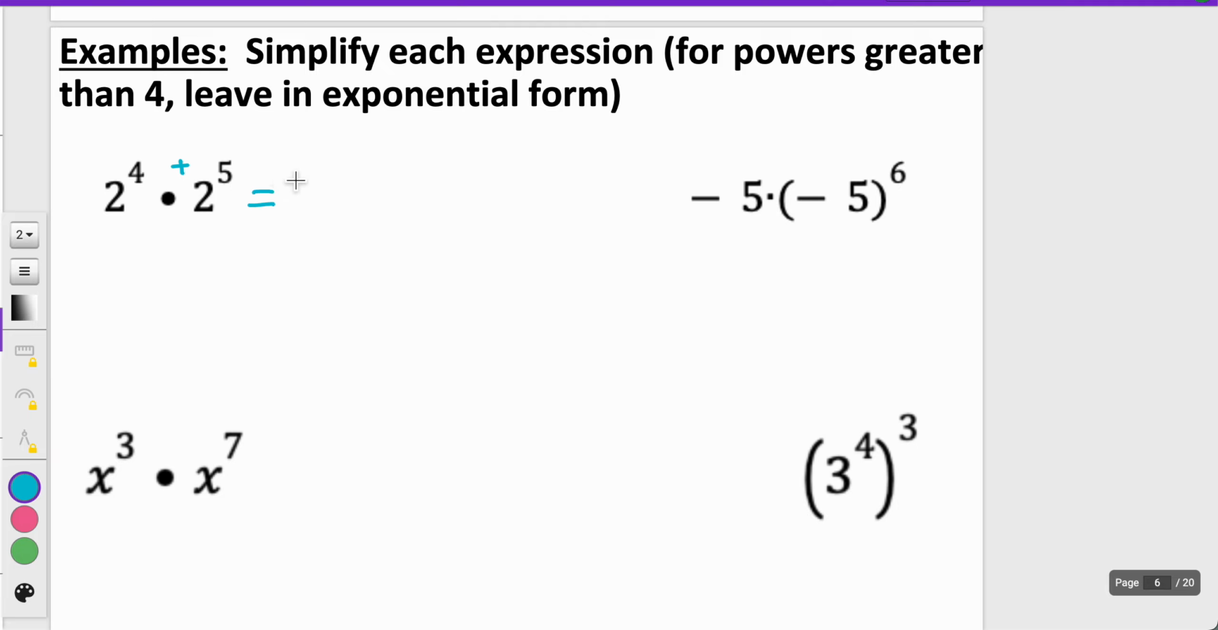Again, that just means we're going to add those exponents, and we're going to get 2 to the ninth power. The next one, we have negative 5 times negative 5 to the sixth. Maybe think about this one as having negative 5 to the first power.